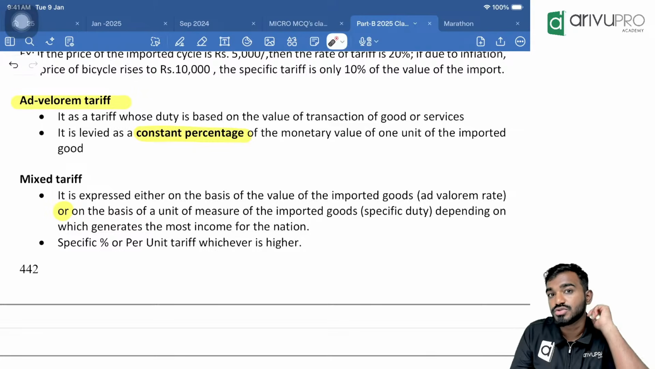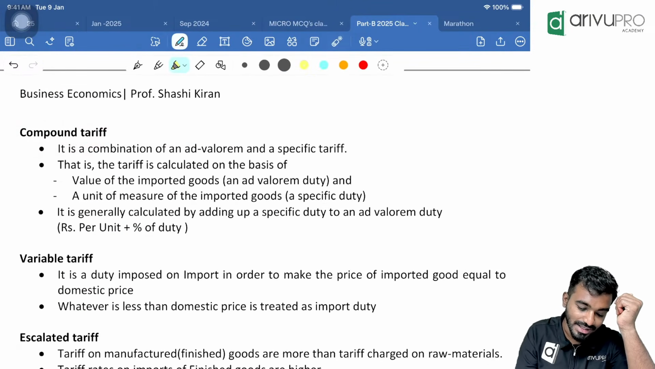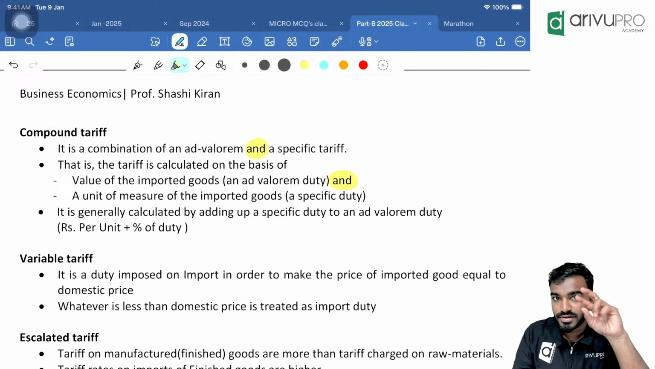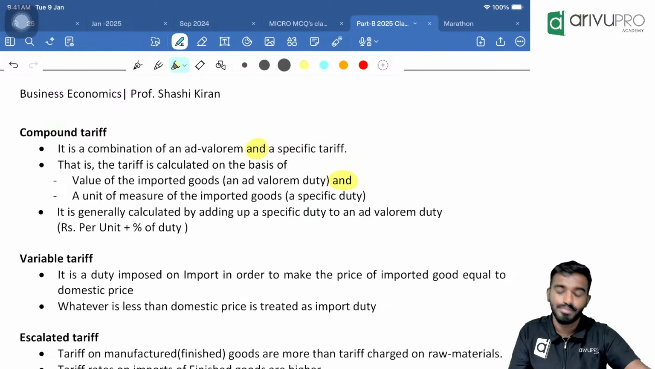Sir, what if we charge both, like the name? That is called compounded tariff. It's not or, now it will become and. See, we are going to charge both. A or B is mixed tariff. A and B is a compounded tariff.